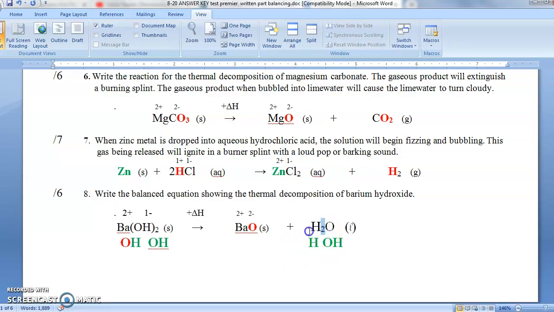Let's take a look at balancing this thing. 2 hydrogens here. There's 2 there. There's 1 oxygen. There's 1 oxygen. We have 2 oxygens on this side. 2 oxygens right here. We have 1 barium there. There it is. This equation is balanced.